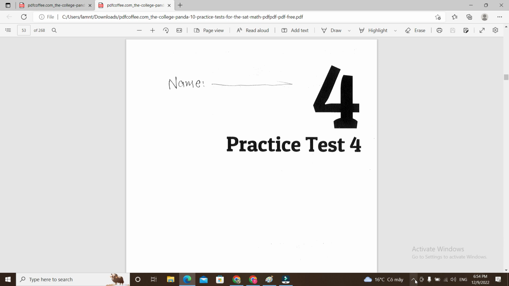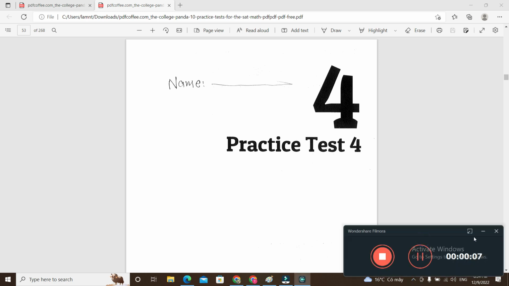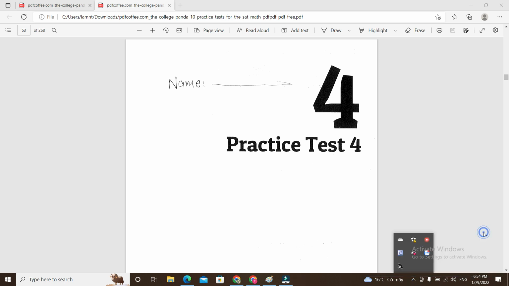Welcome to ACT Math. Today we're going to keep doing practice test 4 from College Panda. We hope to solve some problems in practice test 4. So without further ado, let's go.